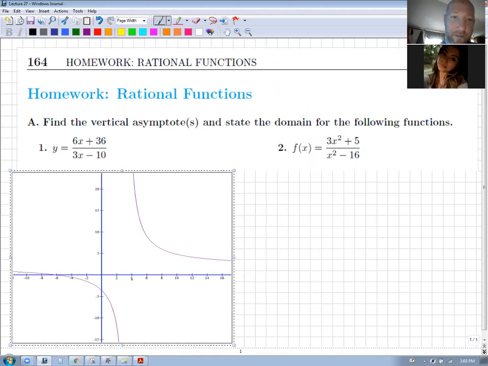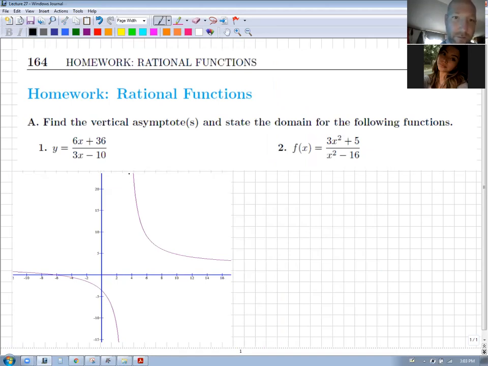All right, so if you look at this, there's a vertical asymptote somewhere along in here, right? That means the function never crosses this dotted line. If you take the bottom here and set it equal to 0 and solve for x, we would get 3x equals 10. So x is 10 thirds, which is 3 1/3. So right here at 3 1/3 is where the vertical asymptote is. So the vertical asymptote is at x equals 3 1/3.